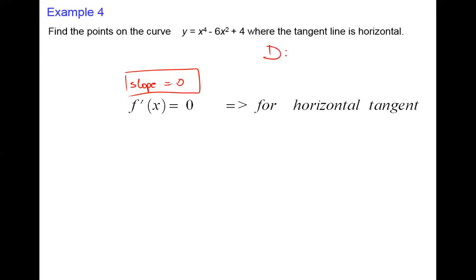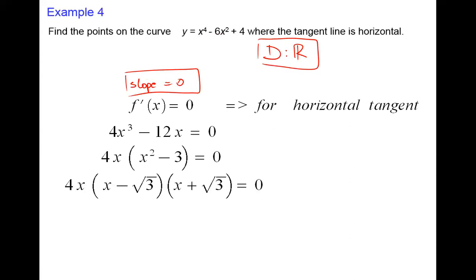One more thing is important. The domain of the function is all of the real numbers, so we don't have any problems. Okay, 4x cubed minus 12x is equal to 0, and now we just have to solve the third degree polynomial equation. Let's factor out 4x, and let's factor out x squared minus 3. And now, by the zero product property, x is 0, x is root 3, x is negative root 3.